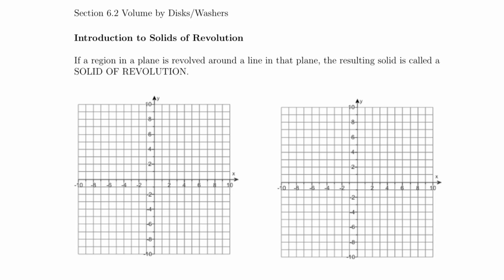Revolution. So this is a solid of revolution. As I mentioned for this whole chapter, we're doing volumes, and we're going to do different ways of looking at volumes. The kind of volume that we first did was stacking shapes. This one is finding a solid of revolution and then finding the volume of this solid of revolution.